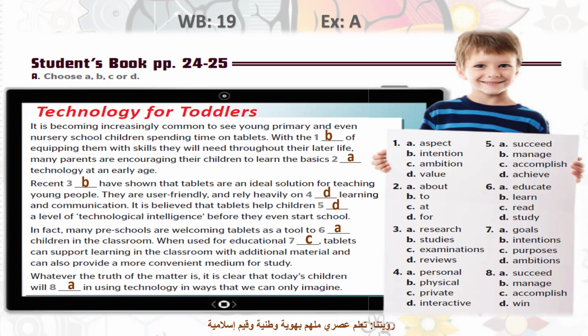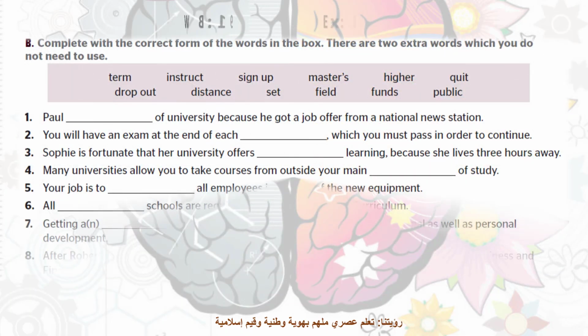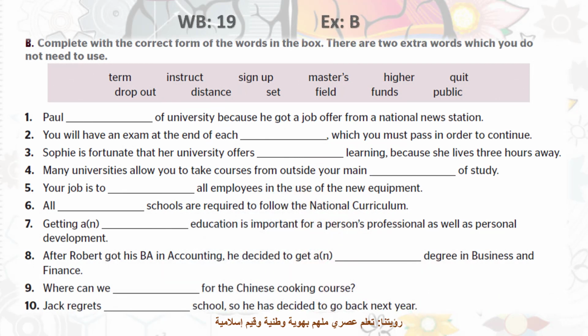Now let's check exercise B. The answers are as follows. Number 1, dropped out. 2, term. 3, distance. 4, field. 5, instruct. 6, public. 7, hire. 8, masters. 9, sign up. 10, quitting. 10 out of 10? I hope so.